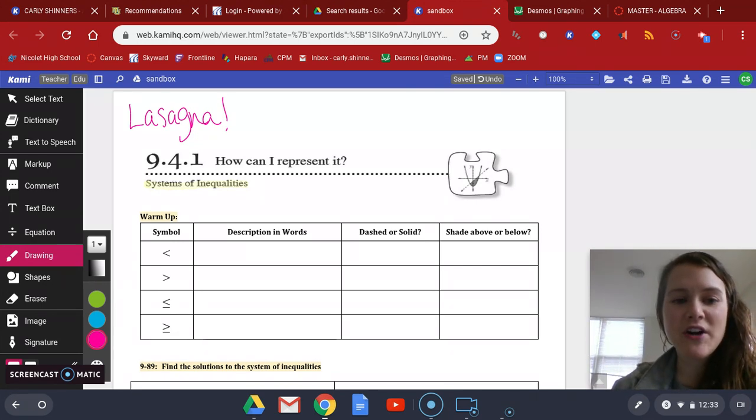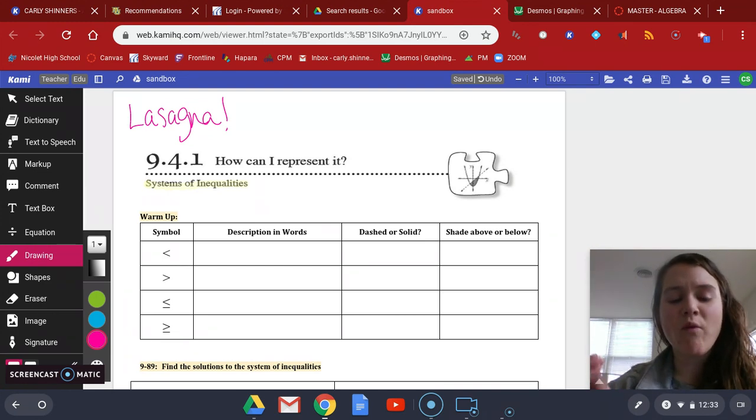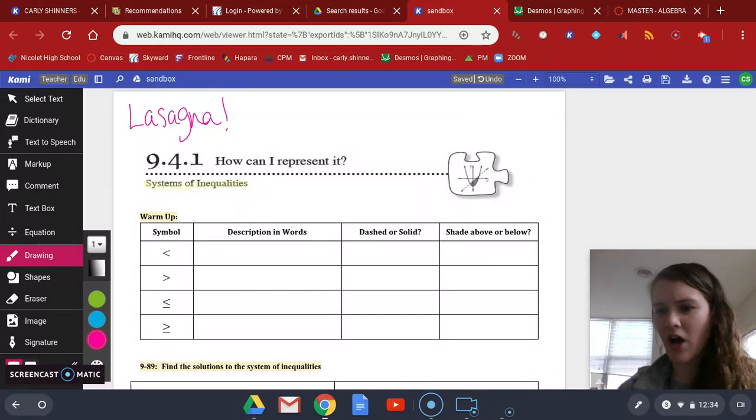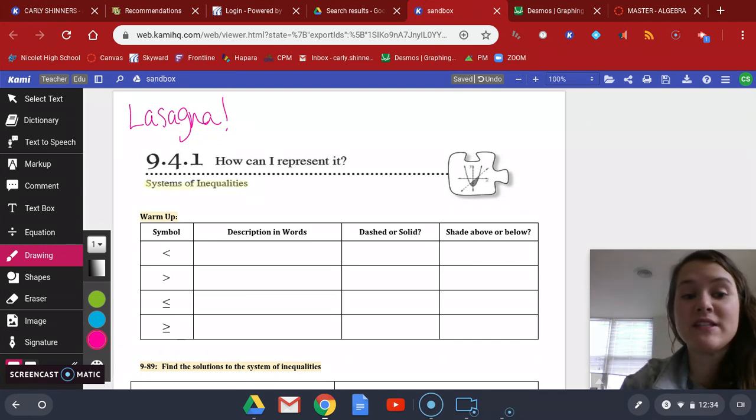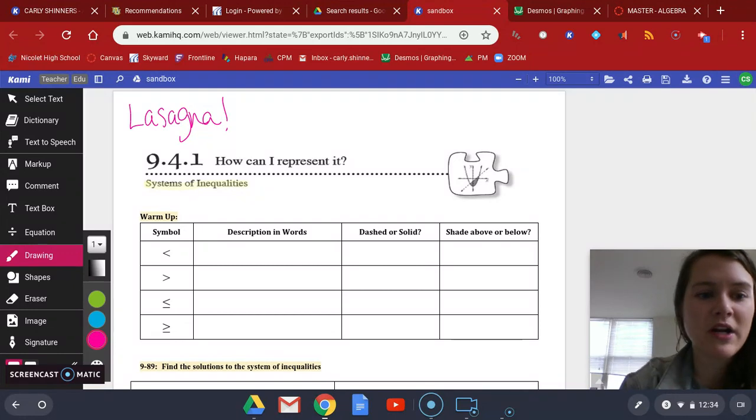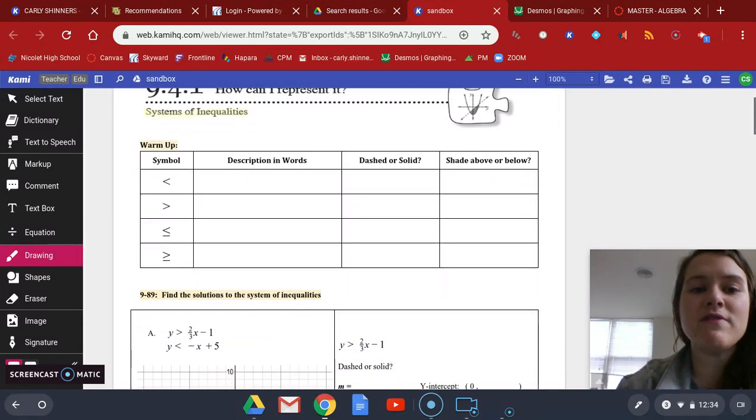We are going to get started here on our warm-up. I want us just to have one place where we can house all of these symbols and what they mean: dash, solid, shade above or below. So this might be a good place to take a picture on your phone once we fill this out, or bookmark it or something so you can come back to it. Okay, so we have these symbols here.